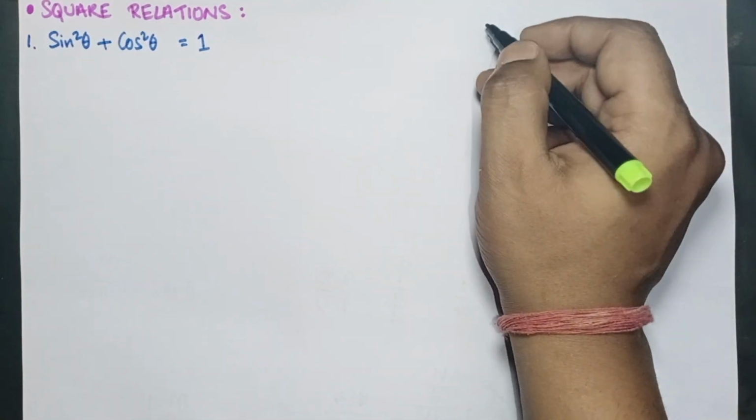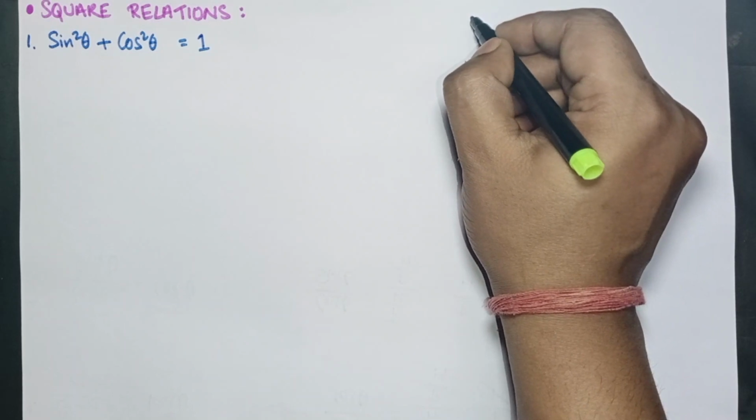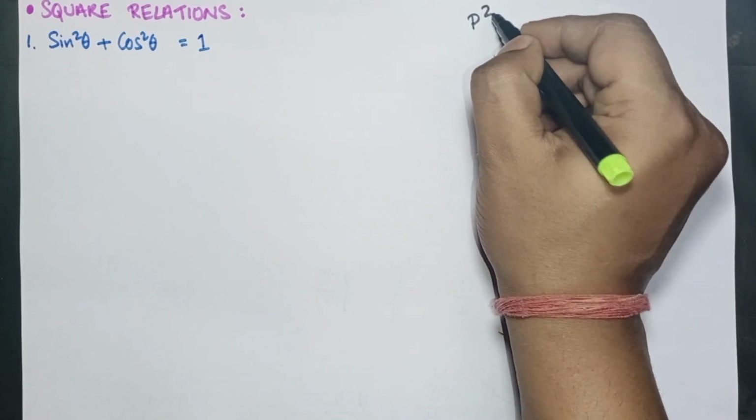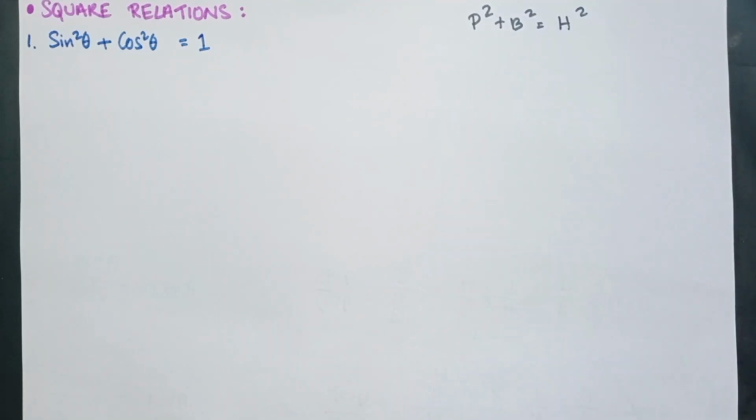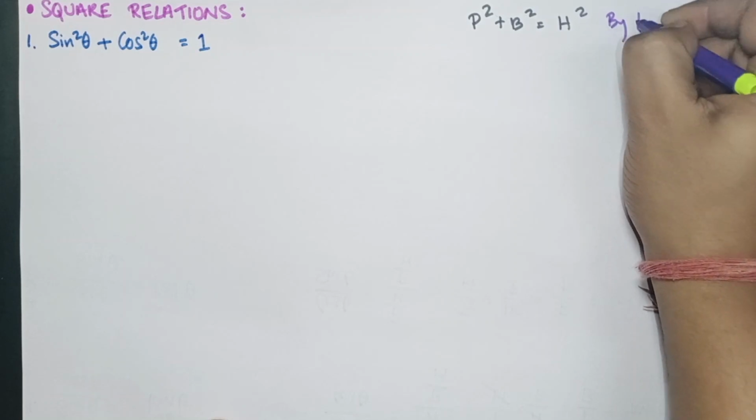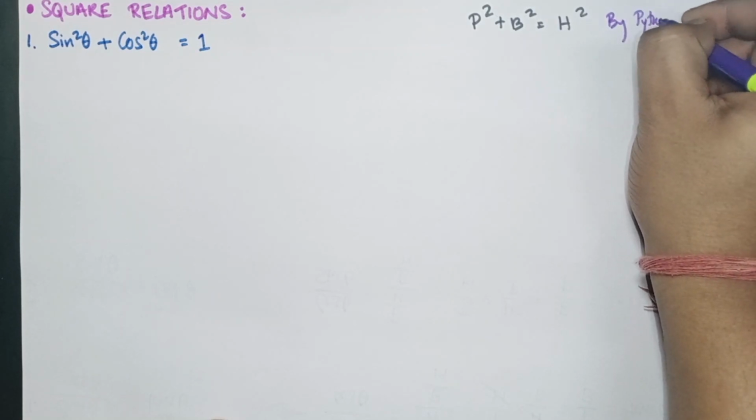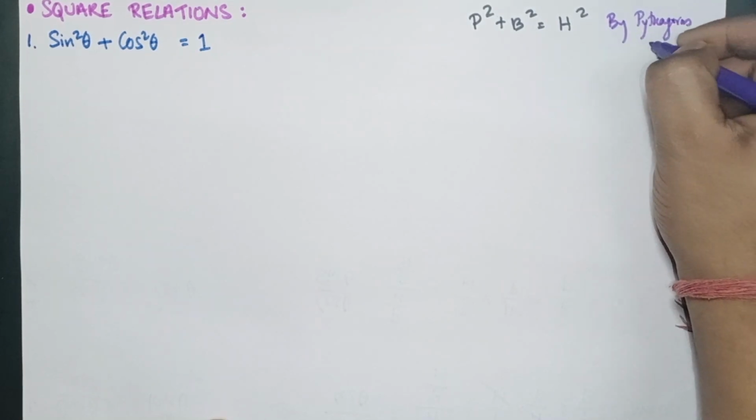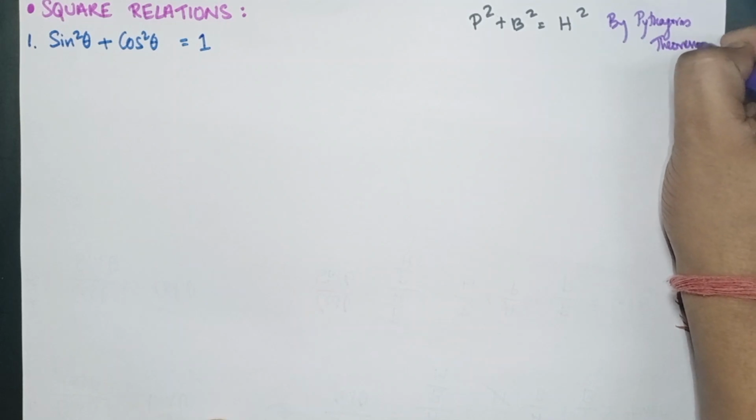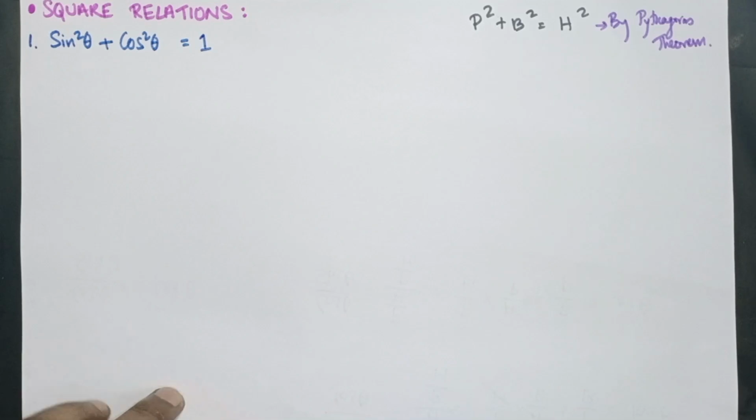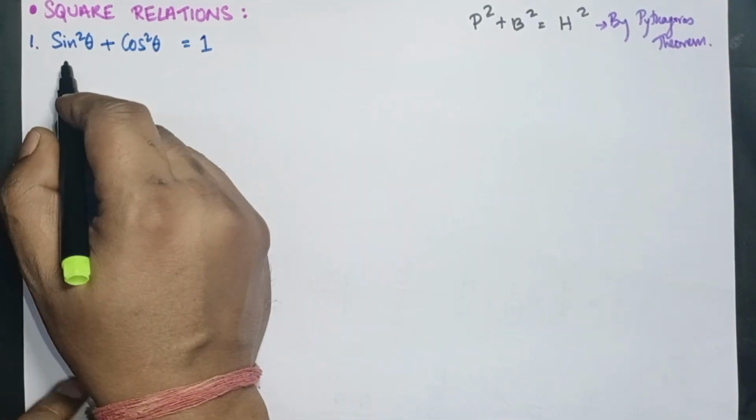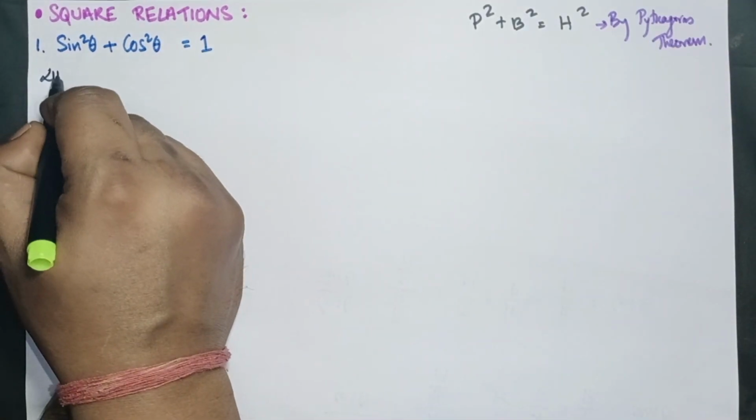As you know, by Pythagoras theorem you'll get p square plus b square equals h square. The link will be given in the description, you can go through that. So as you know, I'll start from the left hand side.